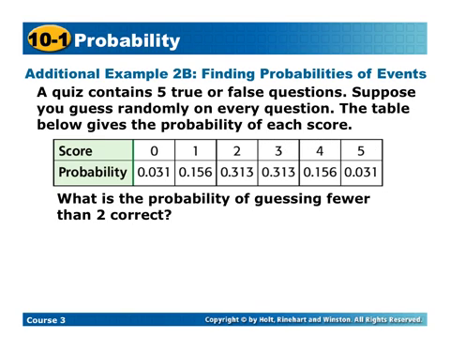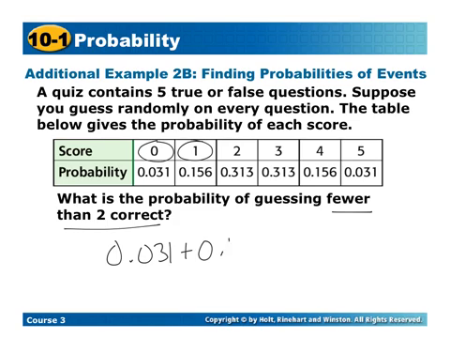So why don't you pause the video and try this one on your own. Now we're looking at what's the probability of guessing fewer than 2. So here we would only be looking at 0 and 1. So 0.031 plus 0.156. And we find our probability is 0.187, so about 18.7%.